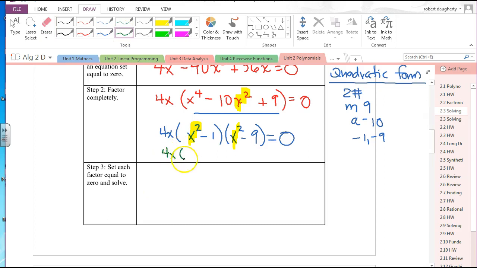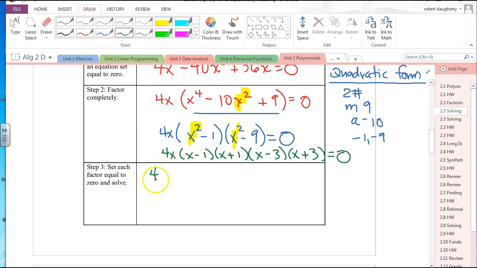4x. Inside this parentheses, that is the difference of squares. That can be factored. Inside the next parentheses, that is the difference of squares. That can be factored. And I can't remember if I said it previously, but if I did, I was wrong. Now it's completely factored. So I can factor this no further.